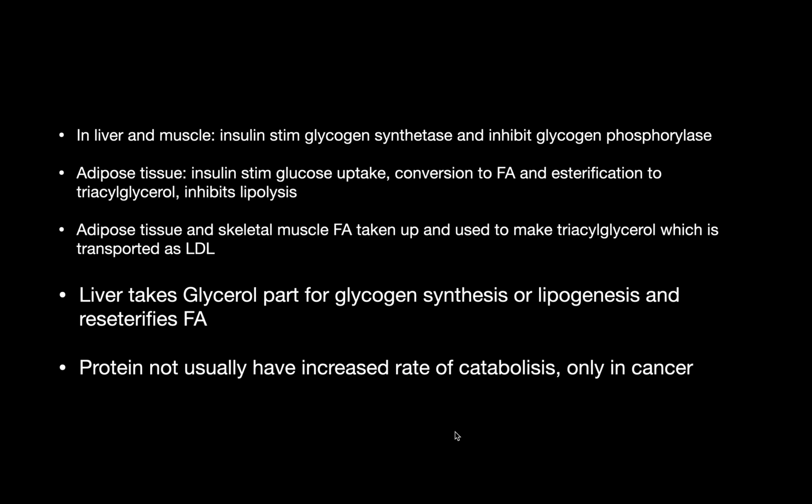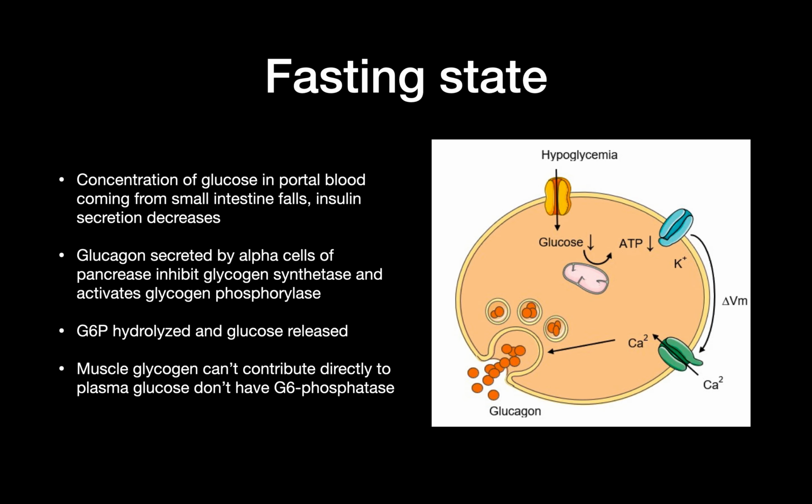is called cachexia. So in the fasting state, the concentration of glucose in the portal blood coming from the small intestine falls, and then insulin secretion decreases. Glucagon instead will be secreted by the alpha cells of the pancreas. That inhibits glycogen synthase and activates glycogen phosphorylase. So the opposite of what insulin does. Of course, because now we need energy. We are in an energy deficit.